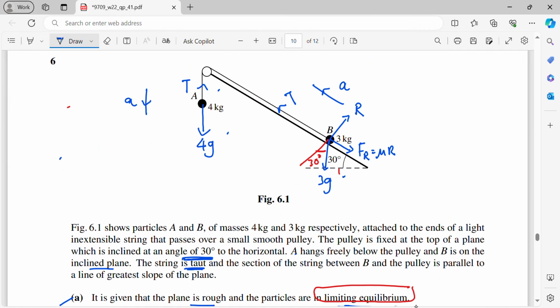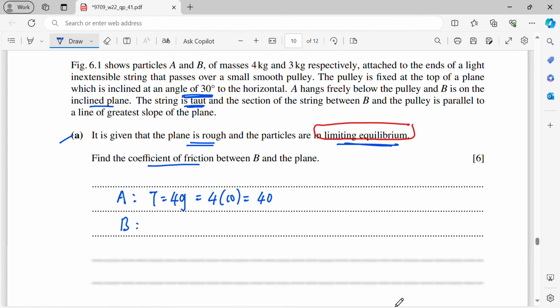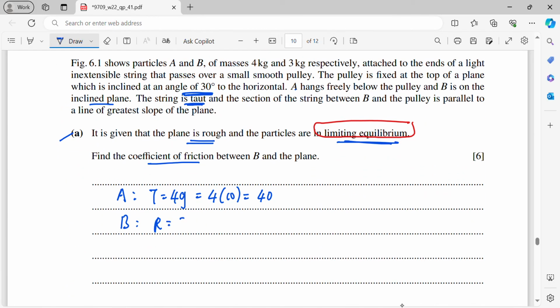Okay, then from here, particle B, you have to resolve. For particle B, I consider the R first. The R is basically 3g cos 30 degrees. So R equals 3g cos 30 degrees. It is 3 times 10, cos 30 is square root 3 over 2. That means you are getting 15 square root 3.